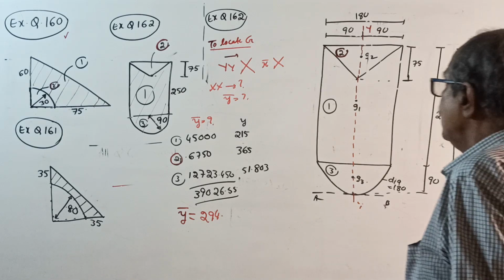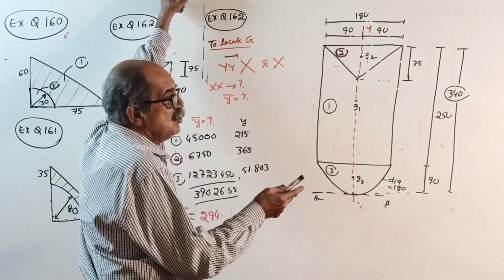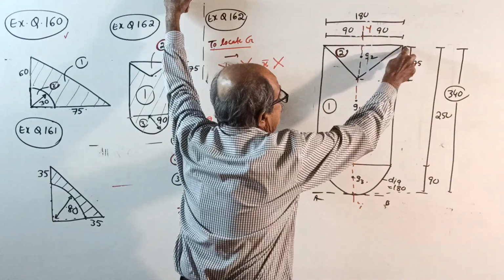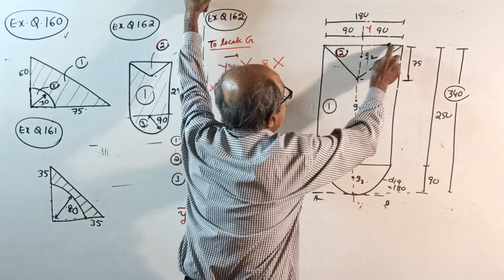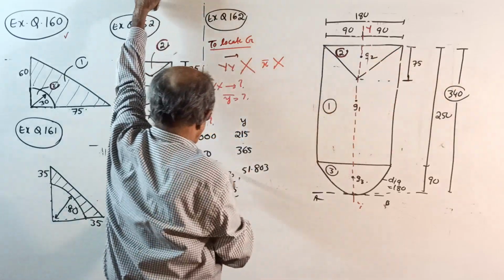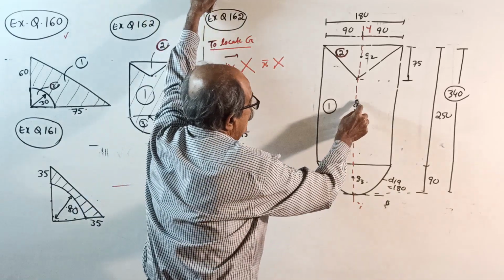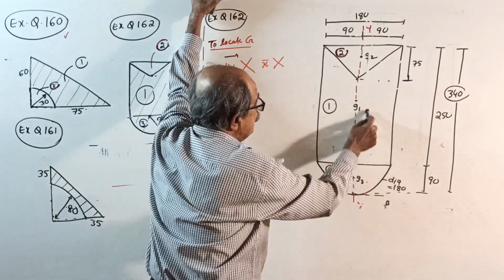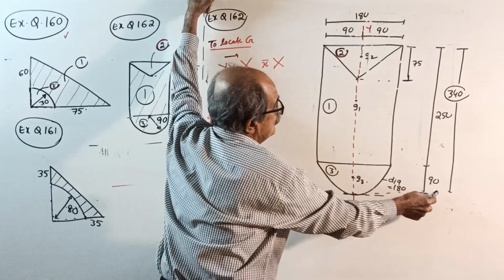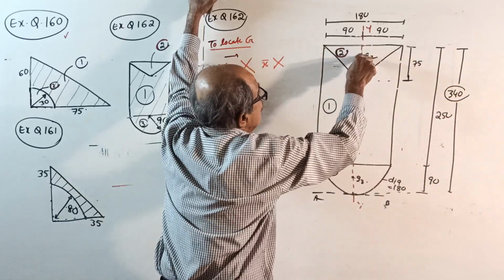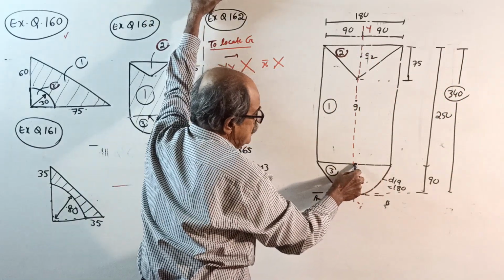See, I think I told all these things for you. Y bar, see. I don't know whether I told or not. A1, 180 by 250. A2, where is A2? Half into 180 into 75. A3, pi by 8 of 180 square. Y1, 90 plus half of 250, 215. Y2, 90 plus 340 minus 1/3 of 75. Y3, 90 minus 2d by 3 pi.